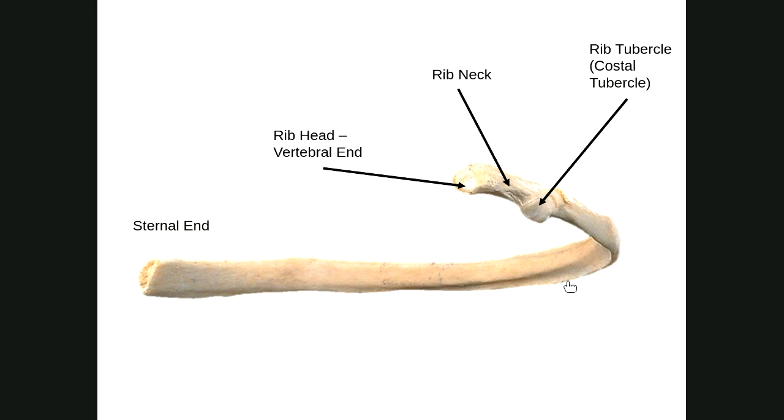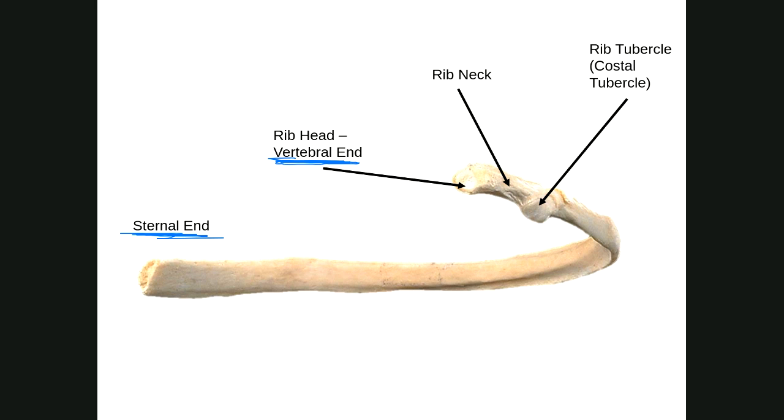And then where it curves around, you don't need to know this for the lab test for identification, but that's the angle. You do need to know that where the head and the neck and the rib tubercle are, that's known as the vertebral end. This will be asked on the exam. I've seen it. And then this flat end here is referred to as the sternal end, because that's going to articulate with the sternum.